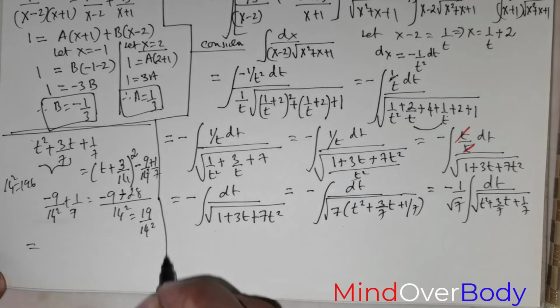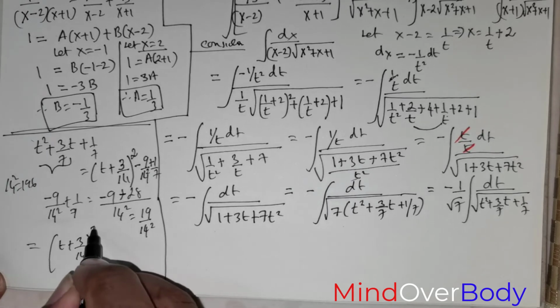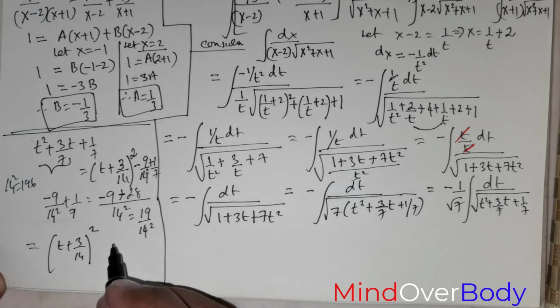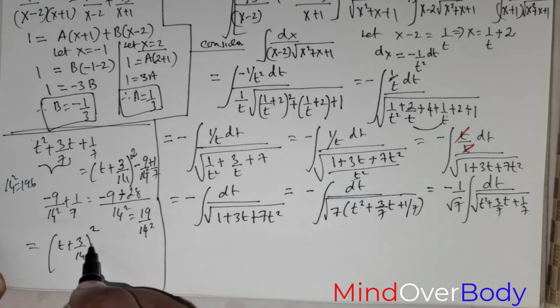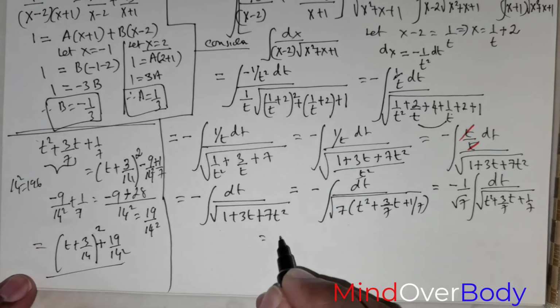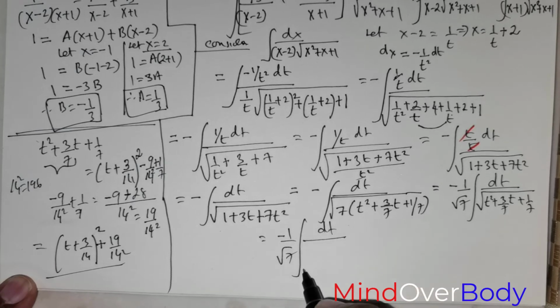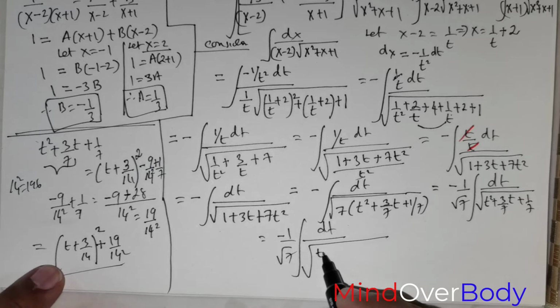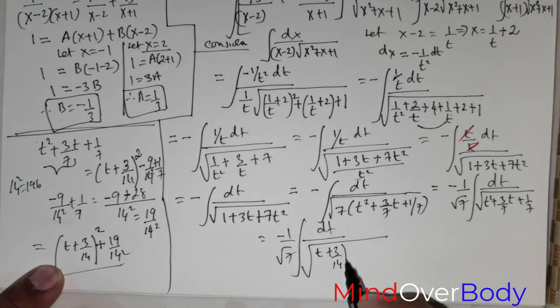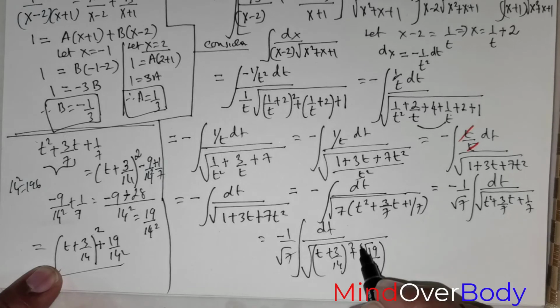So this is nothing but t positive 3 over 14 raised to the power of 2 followed by positive 19 over 14 squared. So I'm going to take this and I'm going to place it here. So this is equal to negative 1 over root 7 integral dt over root of t positive 3 over 14 raised to the power of 2 positive root of 19 over 14 raised to the power of 2.